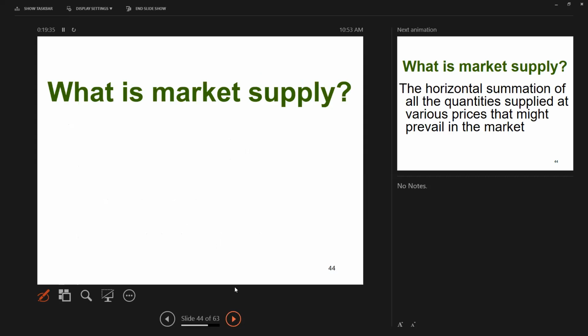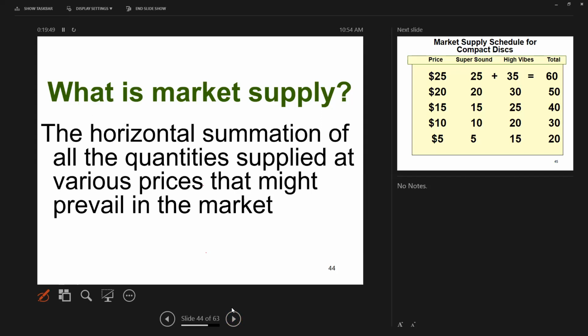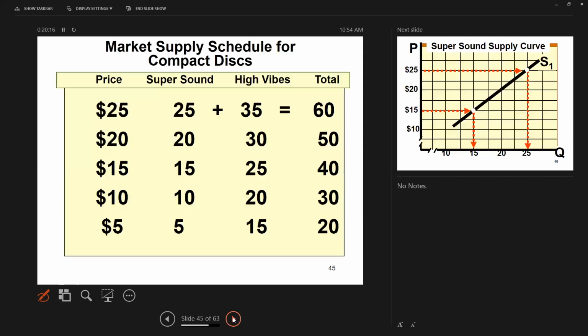Now, we calculated an individual supply curve earlier. It's not of as much interest to us as market supply. For the market supply curve, we do the same thing we did for demand: we horizontally sum the quantities supplied at various prices that might prevail in the market. For each individual supplier on a market, we add up how much they're going to supply at a particular price, say $20. We add the amount that both suppliers are willing to supply at that price. That becomes market supply. The next slide will make that clearer.